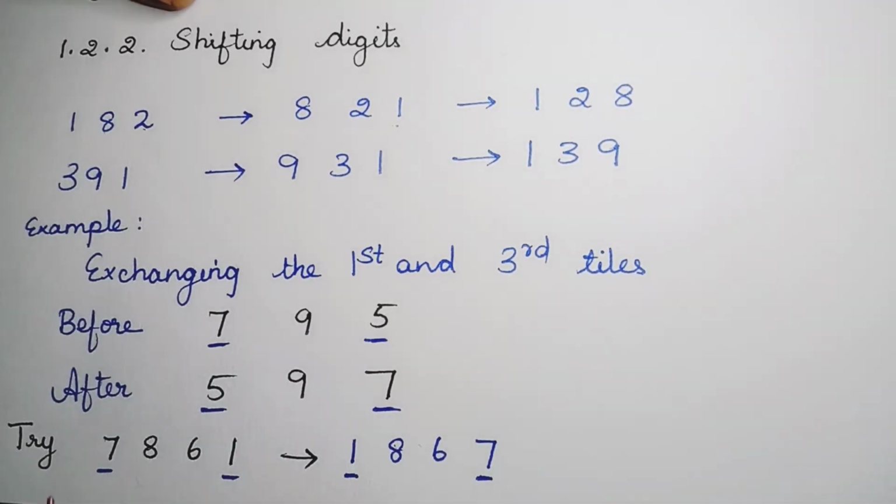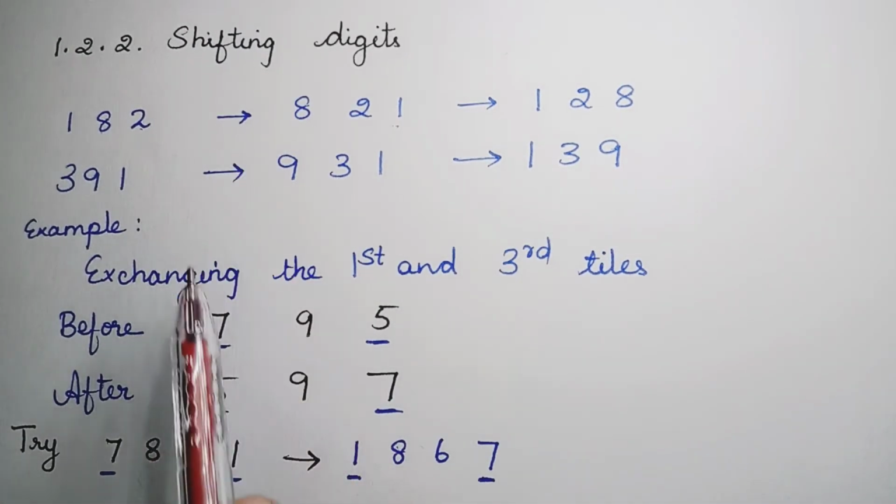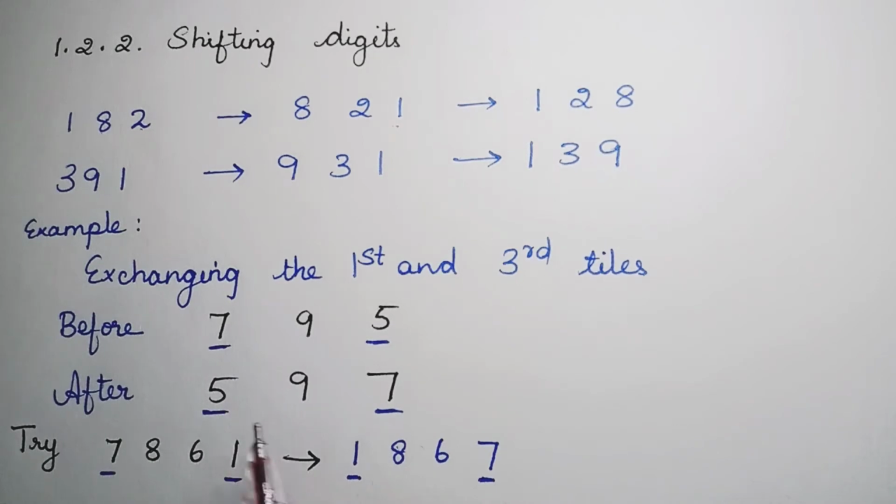Try another number with 4 digits. When you shuffle 7 and 1 in 7861, you are getting 1867. So this is the smallest number compared to this. Just keep in mind, when you're shifting and exchanging digits in your number, the value of the number is getting changed drastically.